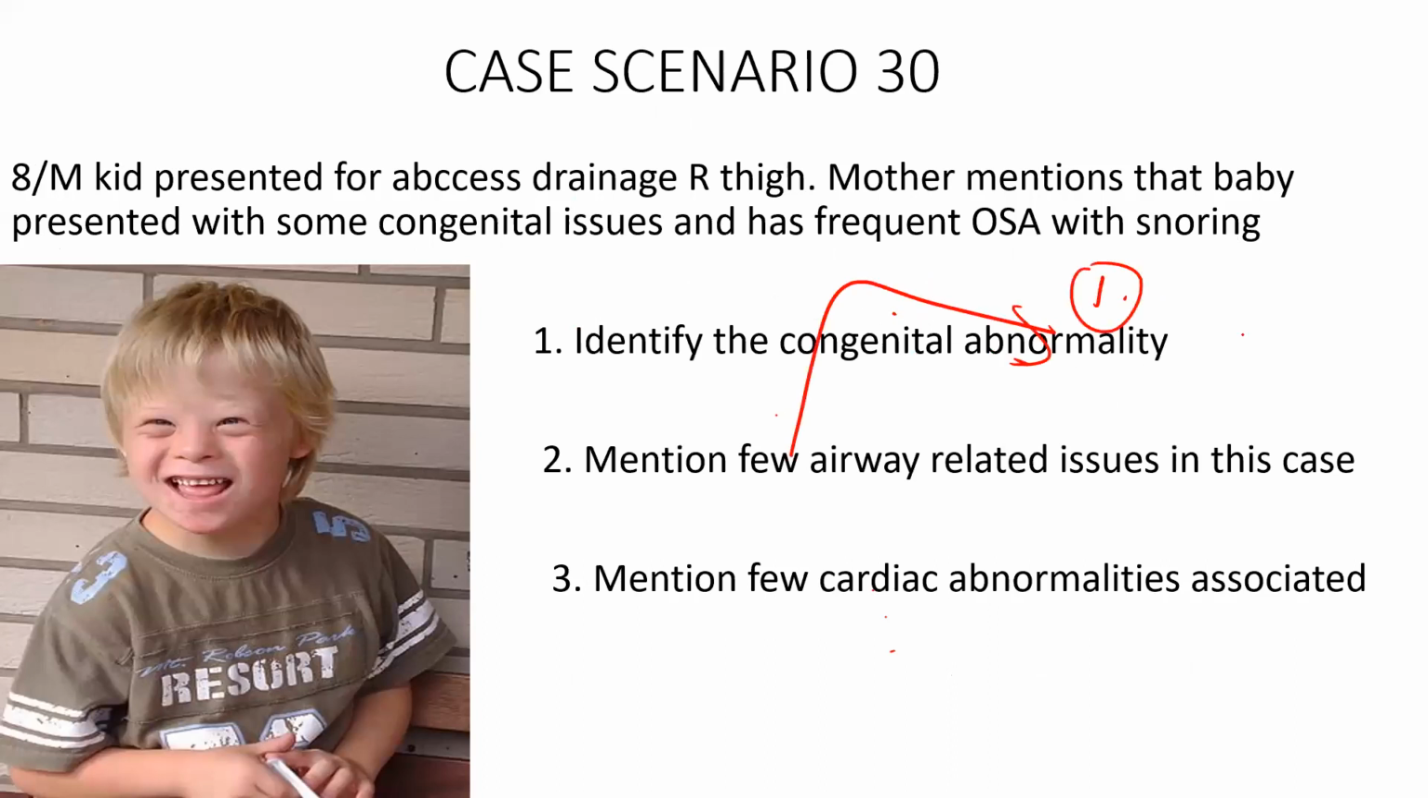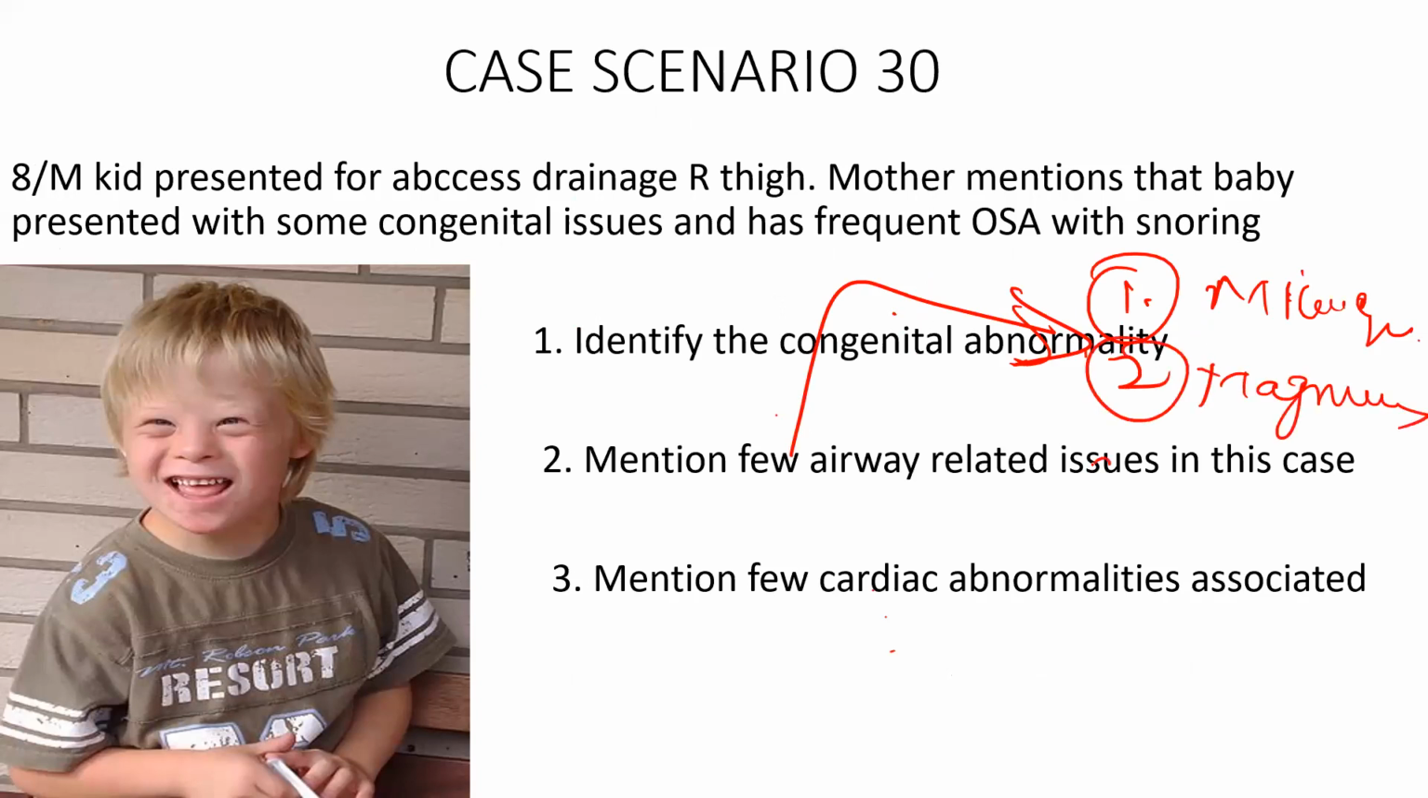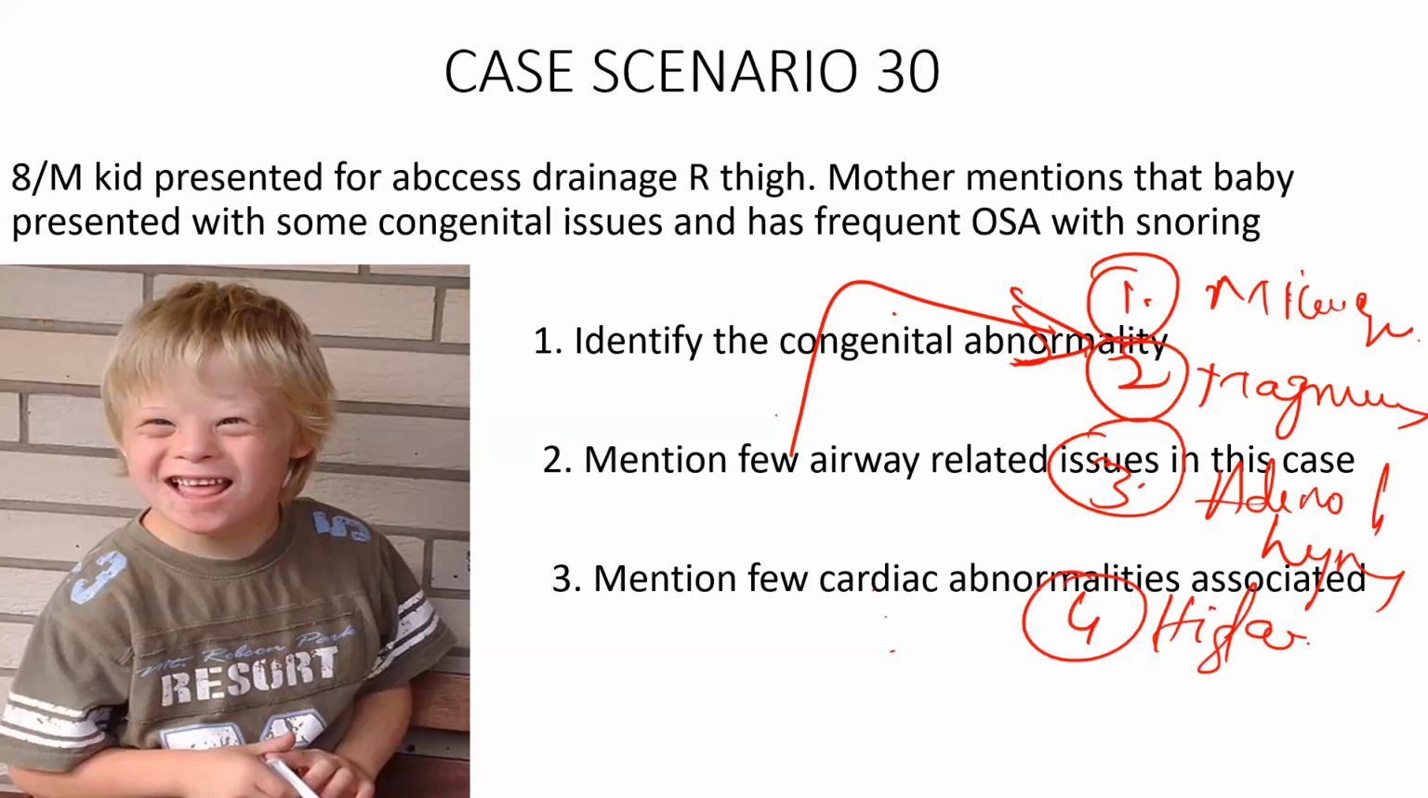Atlantoaxial instability due to subluxation. Simple things first, so order by order, from mouth. High arched narrow palate. Small mouth, okay. Micrognathia, then macroglossia. Then in the nose, adenoid hypertrophy. Then, as I said, high arched palate.